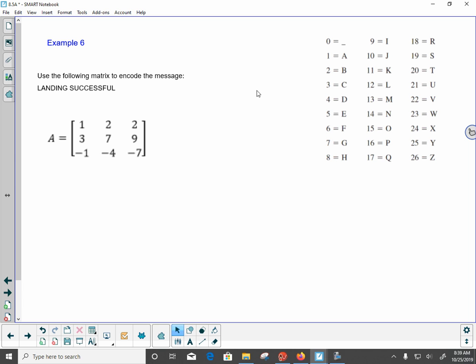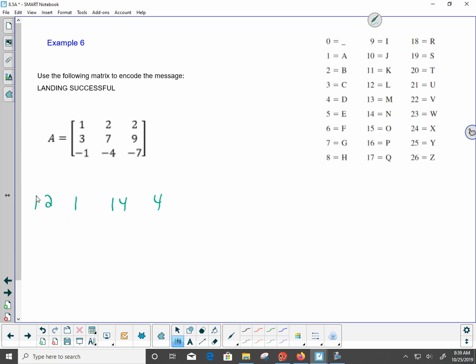So now to code this message, my message is landing is successful. I am going to change all the letters into numbers based on that chart over there. Everyone with me? So L is 12, A is 1, N is 14, D is 4.